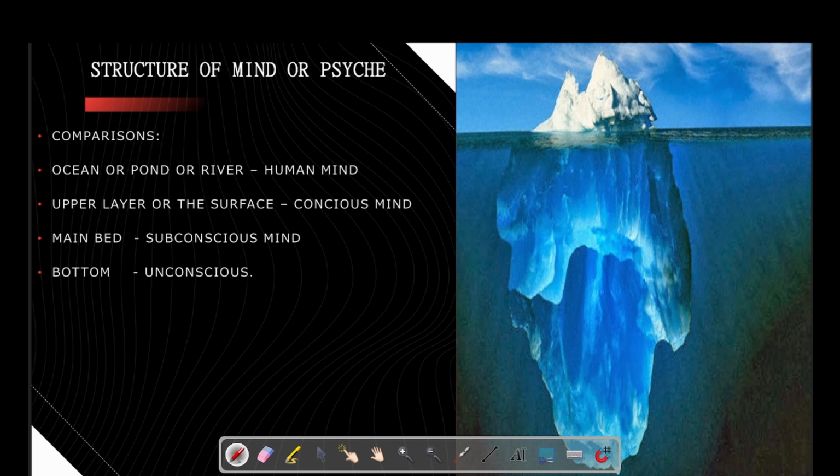Sigmund Freud compared the structure of mind or psyche to an iceberg. He compared the ocean or pond or river to the human mind, the upper layer of the surface to the conscious mind, the main water bed to the subconscious mind, and the bottom layer to the unconscious mind. The conscious mind lies just above the surface of the water like the tip of an iceberg, and it occupies only one-tenth of the total psyche or mental life.